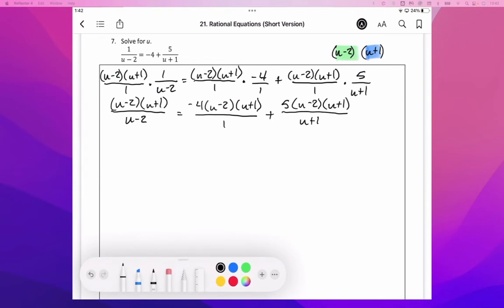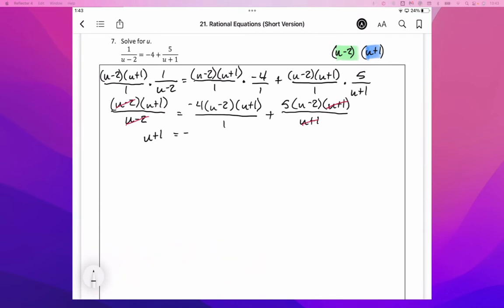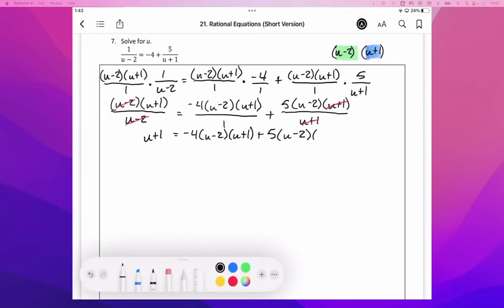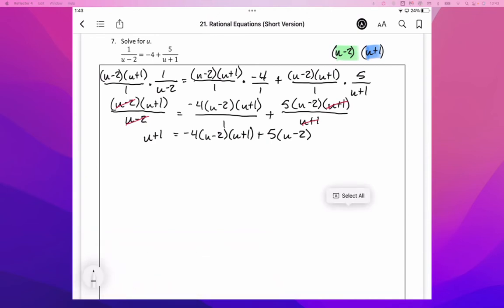So now our fractions should cancel out, and we will be left with just numerators. And so the u minus 2's on the left cancel, the u plus 1's on the right cancel. Life is good. We have u plus 1 is equal to negative 4 times u minus 2 times u plus 1 plus 5 times u minus 2. And that's all, because the other piece canceled out. So what we've got is a situation now where it no longer helps us for things to be in factored form. So we're going to go ahead and multiply everything out.